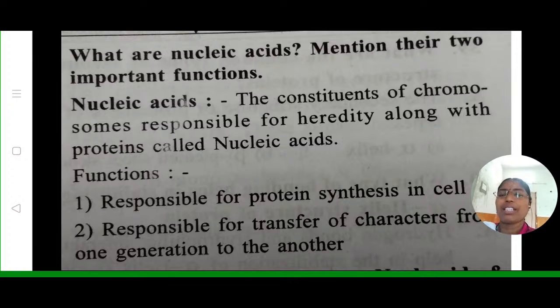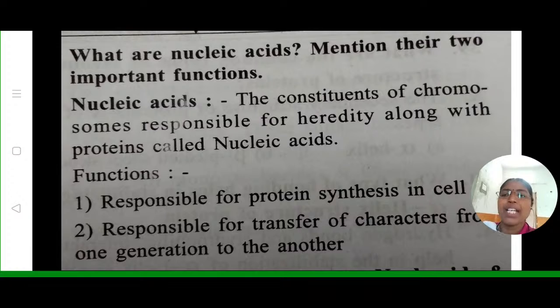The constituents of chromosomes responsible for heredity, along with proteins, are called nucleic acids. I repeat: the constituents of chromosomes responsible for heredity along with proteins are called nucleic acids. So the definition is completed. Next, the question asks to mention their 2 important functions.